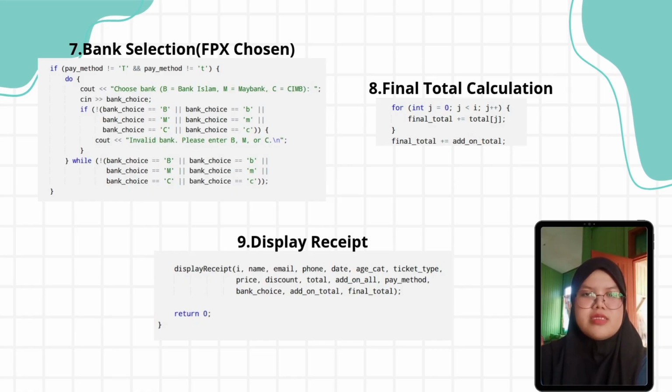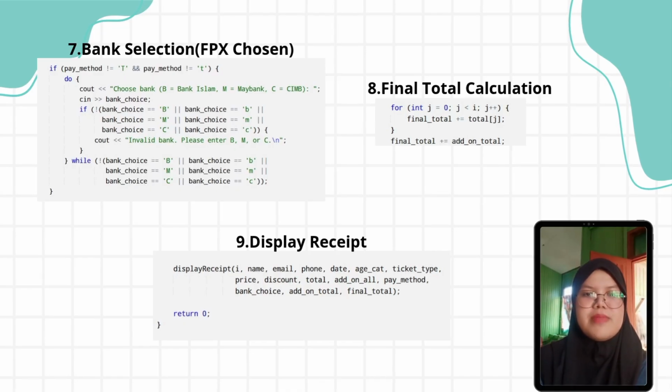For part 8, final total calculation. Once all customers are entered, we calculate the final total to be paid. This is done by adding all the individual totals in the loop and then adding the RM150 if the add-on was chosen. For part 9, display receipt. In this part, the program calls display receipt, a custom function that prints out a detailed receipt. It includes customer details, ticket type and price, discounts, add-on status, payment method, and the grand total.